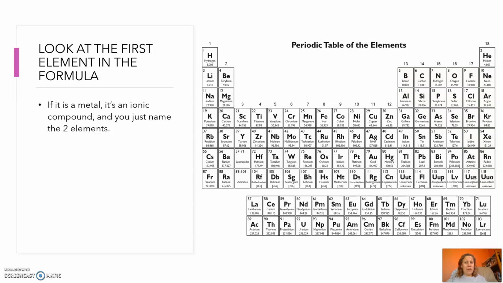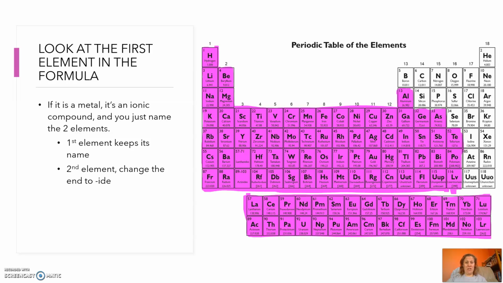Then, when you look at the first element and it's a metal, you just name the two elements. First element keeps its name, second element changes to "ide." Just like no prefixes. And where are the metals? There. All of that pink. This guy's kind of the wild card. We don't really know whether he's a metal or non-metal. But so what are your chances something's going to be an ionic compound? Way bigger than it's going to be a molecular compound.